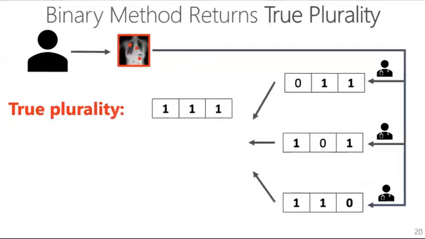The binary method returns true plurality. Plurality means to select the most voted for label. The number of votes cast for a candidate is more than any other, but the candidate does not have to have absolute majority.